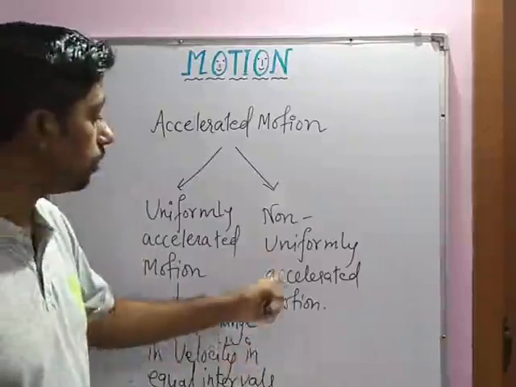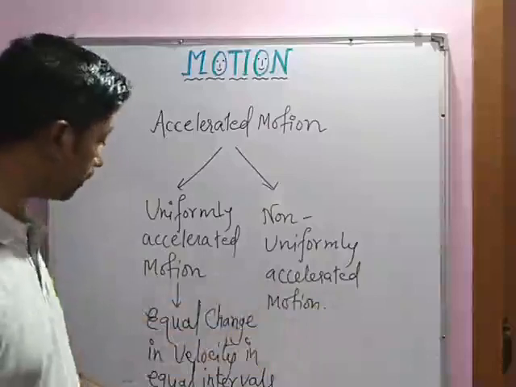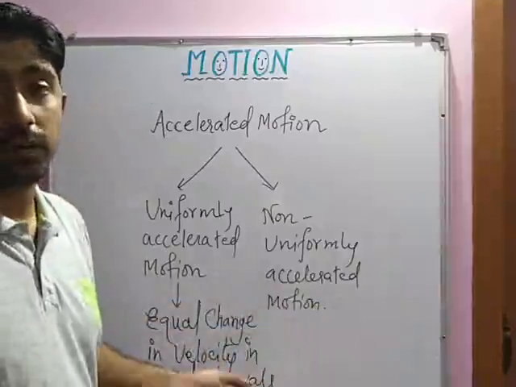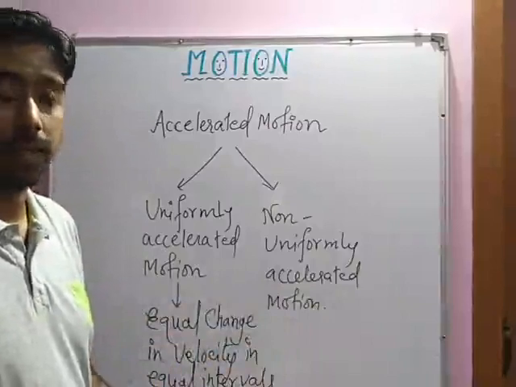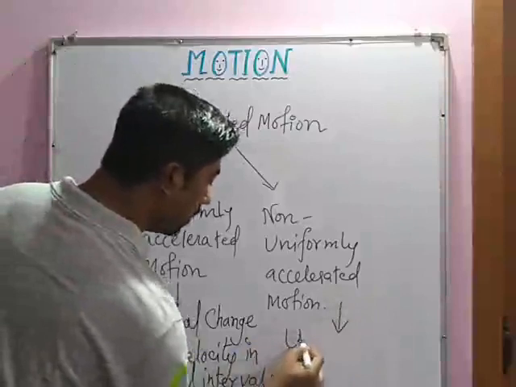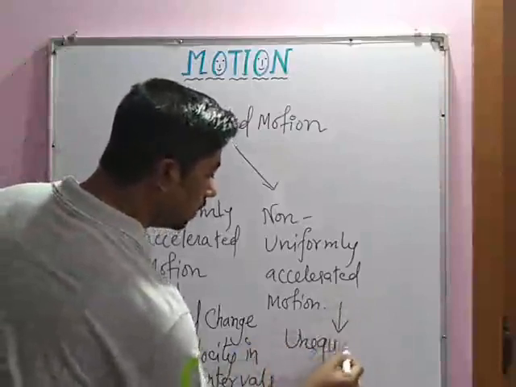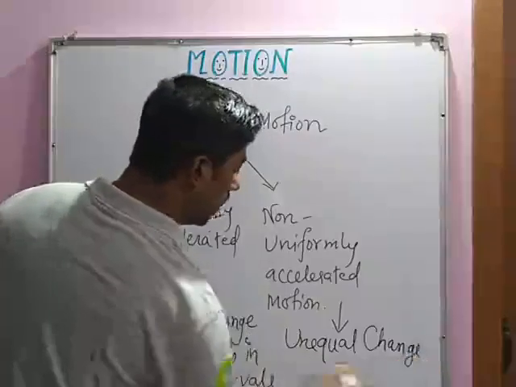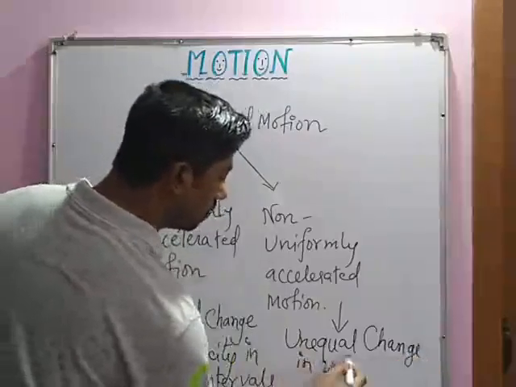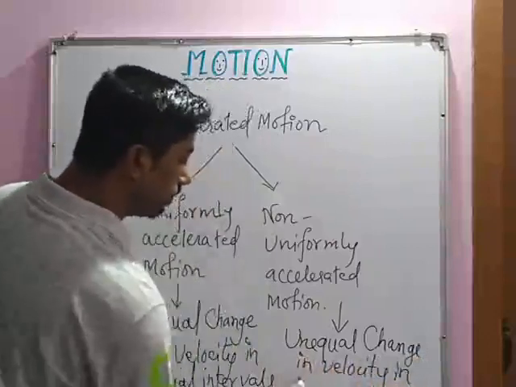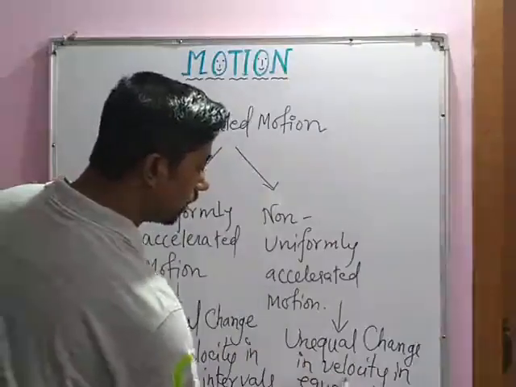So what will be non-uniformly accelerated motion? Unequal changes in velocity in equal intervals of time. That you can say: unequal change in velocity in equal time intervals.